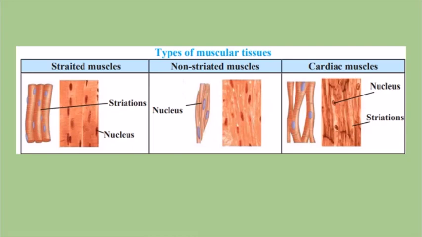Our last type of muscular tissue is the cardiac muscles. Here dark and light bands are present. The heart is made up of cardiac muscle, and it is also involuntary because it is not in our control. It helps in the contraction and relaxation of the heart. So these are all the three main types of muscular tissues.